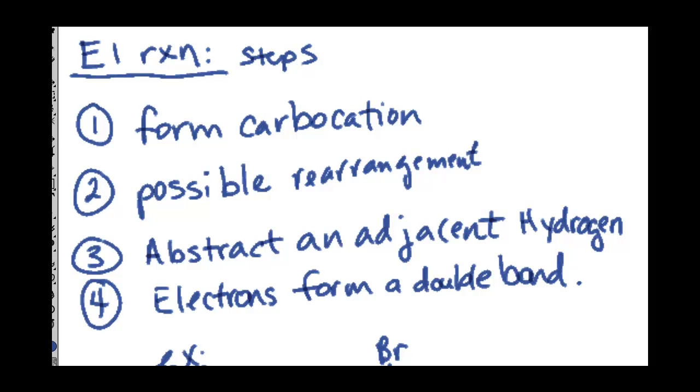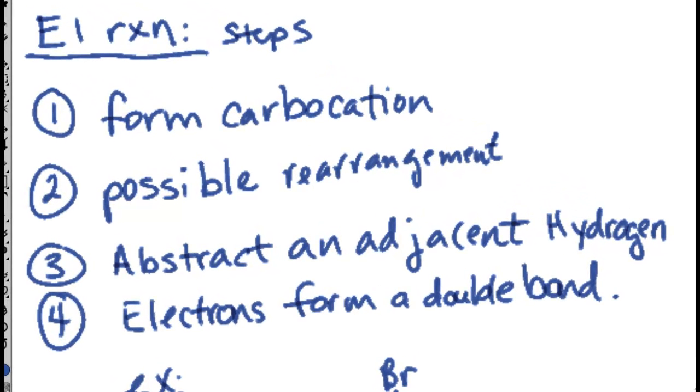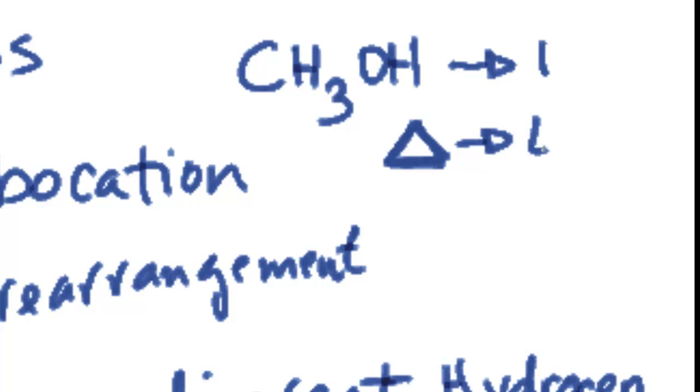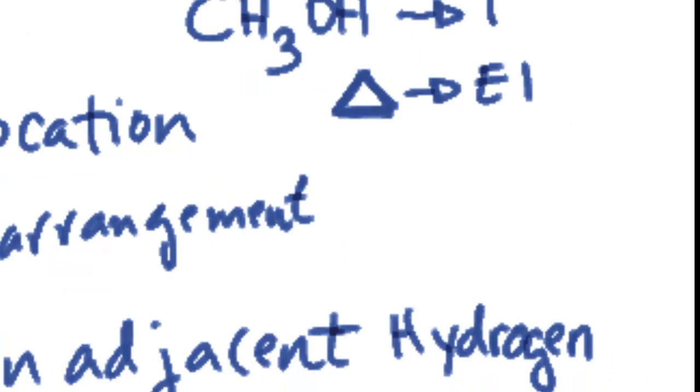Today we're going to be looking at E1 reactions. What are the steps and what are the conditions that make it ripe for an E1? So again, if we have a moderate to weak attacker like methanol, it's going to be an E1 or SN1 reaction. Sometimes you can add heat in methanol and it will be an E1 reaction. It'll drive it more towards E1 as opposed to SN1. Usually when you have conditions ripe for an E1 reaction, you have a mixture of E1 and SN1.